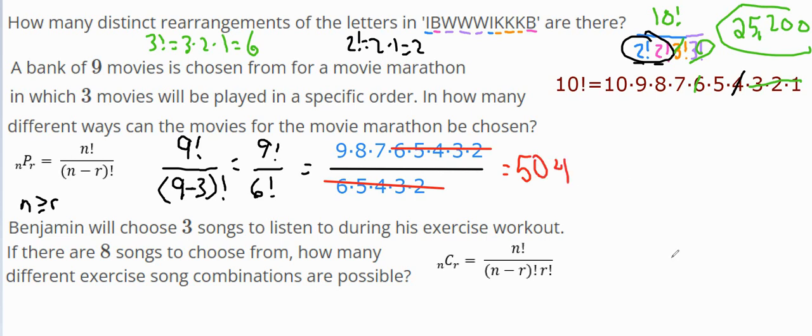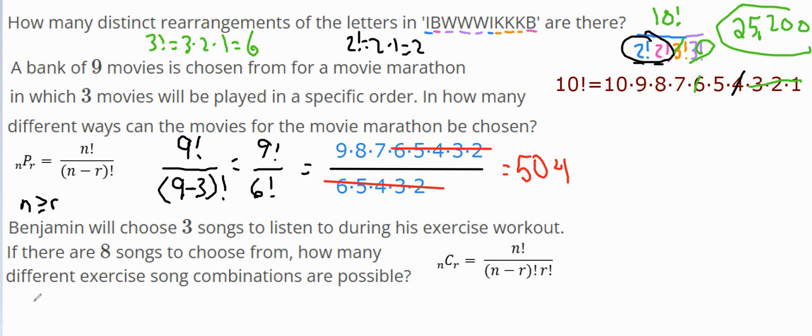And the last question: Benjamin is going to choose 3 songs. The word choose there is a good indication that it's going to be a combination, even though it did say that before in the prior question. Ben's going to choose 3 songs to listen to during his exercise workout. If there are 8 songs to choose from, how many different exercise song combinations are possible? In this one, the order doesn't matter, and they just say the word combination, which is a big clue.